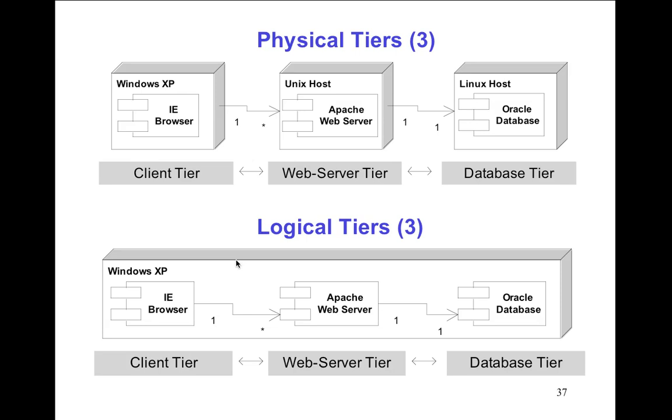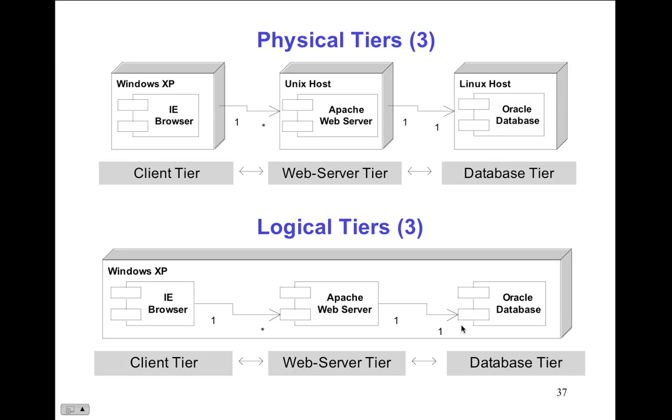So here's some physical tiers. Here's three of them. We got Windows XP, we got a Unix host, and we got a Linux host in here. We got Apache, we got Oracle, and we got an internet browser. So the different physical tiers and then the logical tiers that it's relating to looks the same if you think about it in terms of this particular example. But this particular tier is serving on more than one client. So logically, we're going into a web server and then we're attaching to a database. And here we have one-to-one.